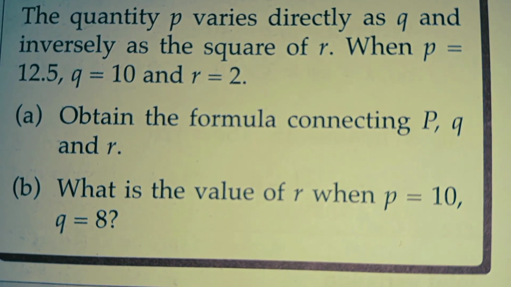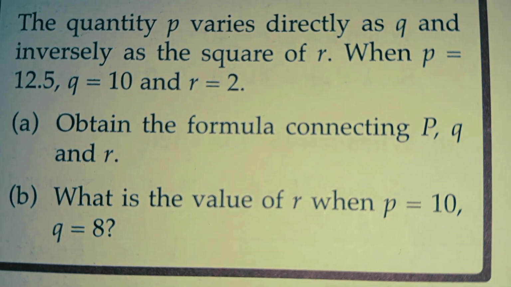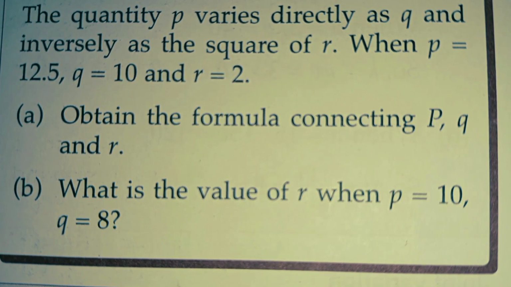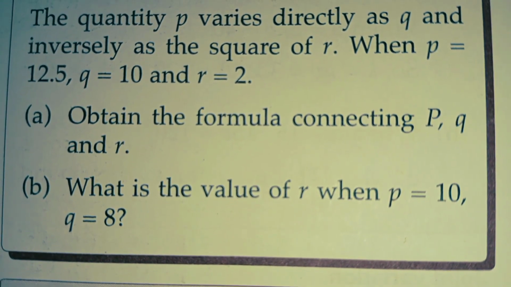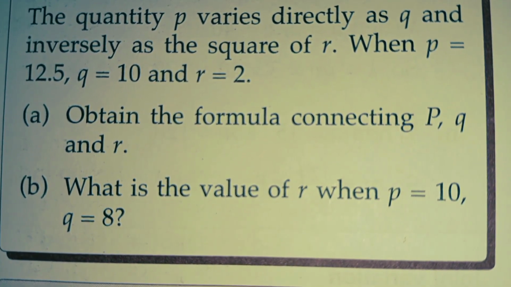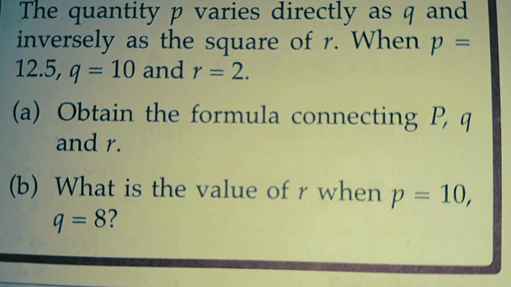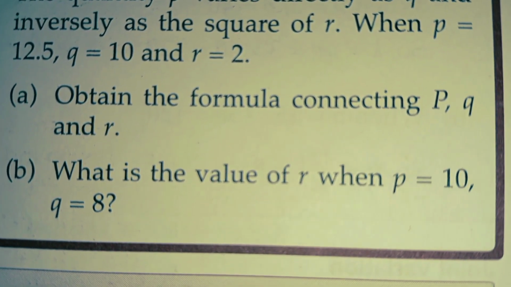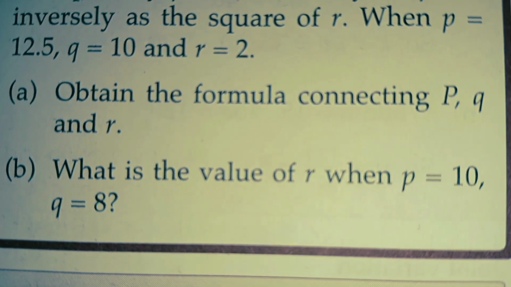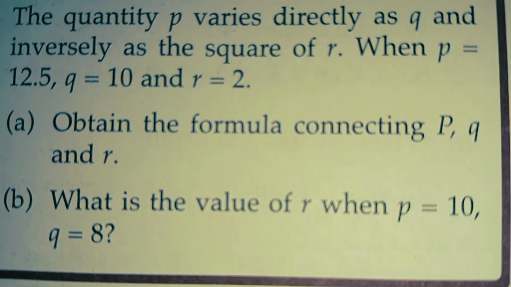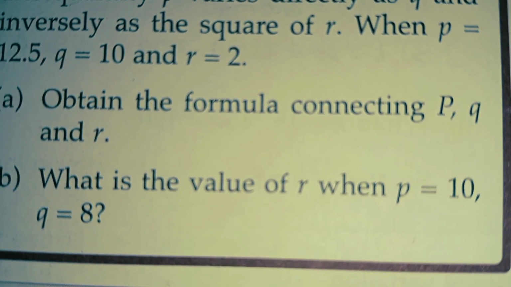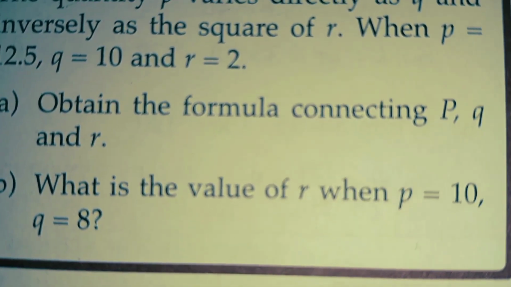The quantity P varies directly as Q and inversely as the square of R. When P is equal to 12.5, Q is equal to 10, and R is equal to 2. Obtain the formula connecting P, Q, and R. What is the value of R when P is equal to 10 and Q is equal to 8?